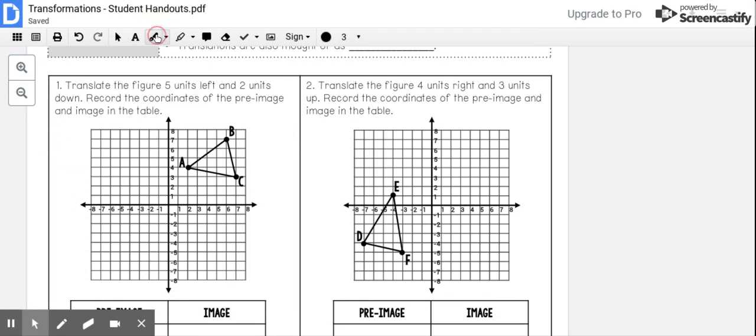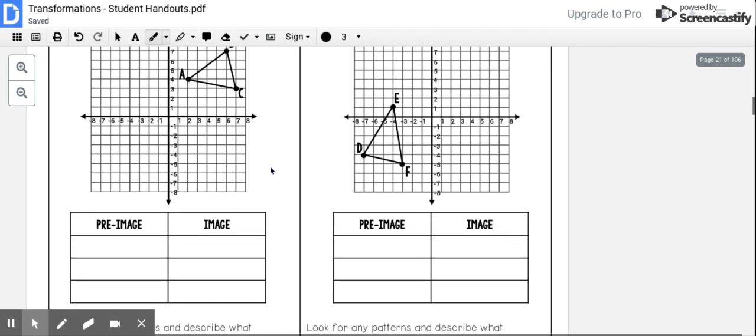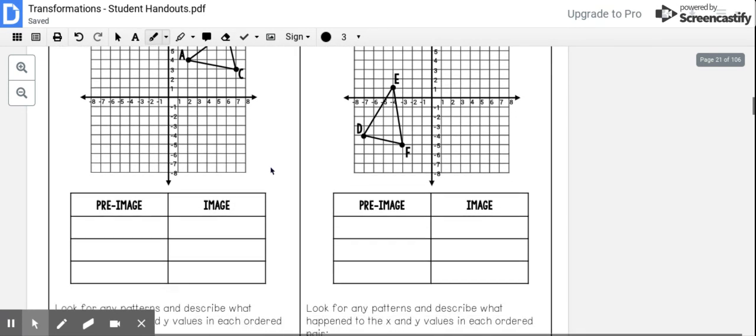So we are going to translate the figure 5 units left and 2 units down. And then you're going to record those down here. So for the pre-image, I always want you to do it alphabetically, mainly for my checking purposes, but otherwise it doesn't really matter. But if you would please do that, makes it a lot easier when I go to check all the tests.